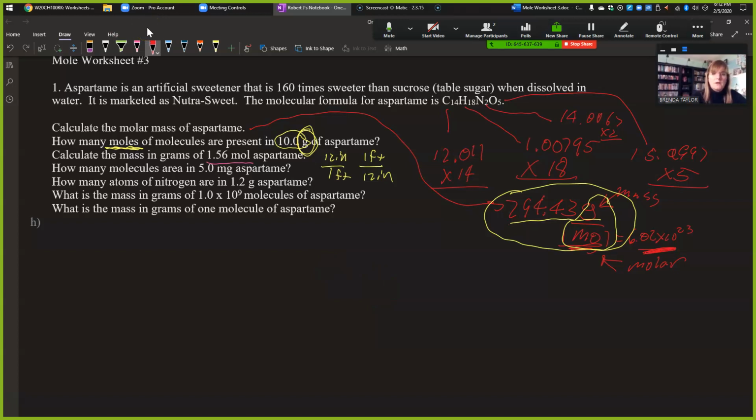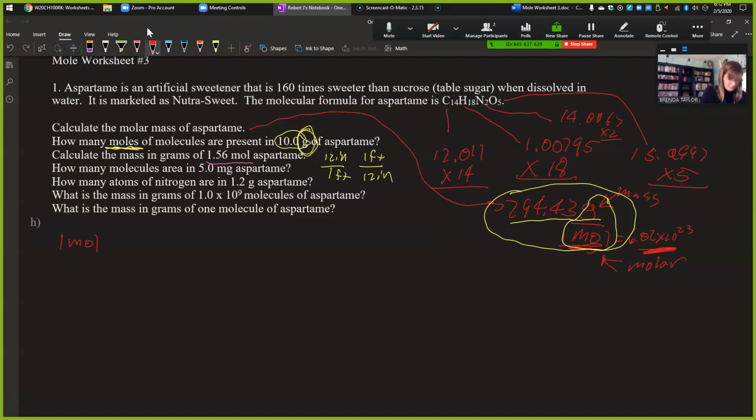And let's do, how many molecules are in 5 milligrams of aspartame? All right, this is kind of a silly question, but that's fine. So I need to know how many molecules, and the way I get molecules is by going through moles. So I'm going to write it upside down again.